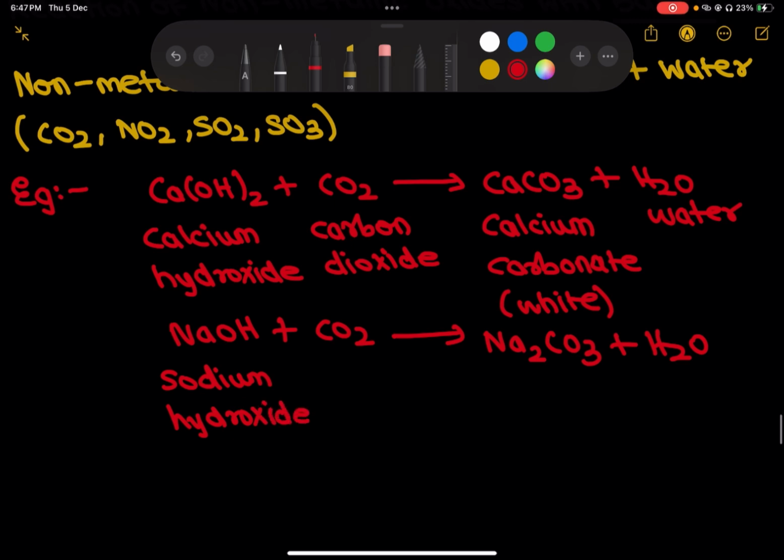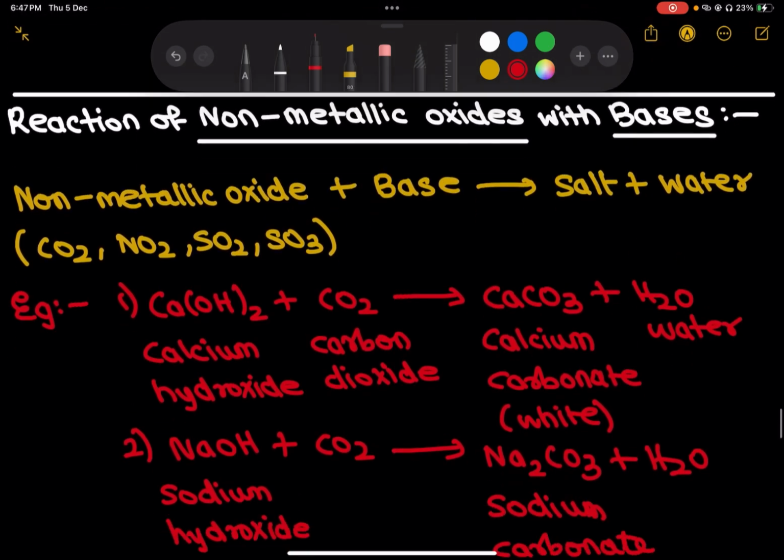Correct? CO2 is carbon dioxide. Na2CO3 is sodium carbonate. Again a salt. Okay, sodium carbonate, Na2CO3. And H2O is water. Okay, so this is another example of your non-metallic oxide plus base reaction. Now again, from here we'll draw a conclusion. If you see carefully, non-metallic oxide plus base gives us salt plus water.